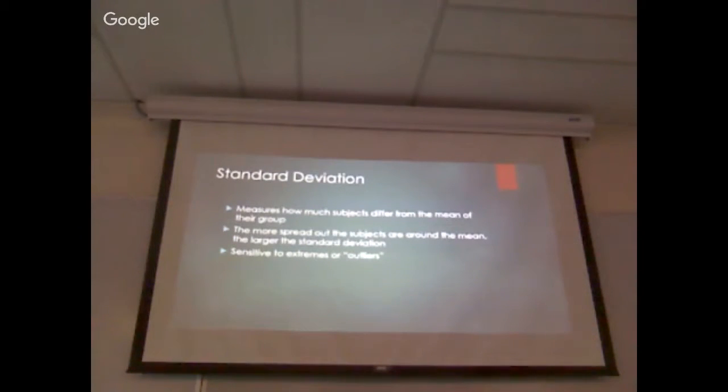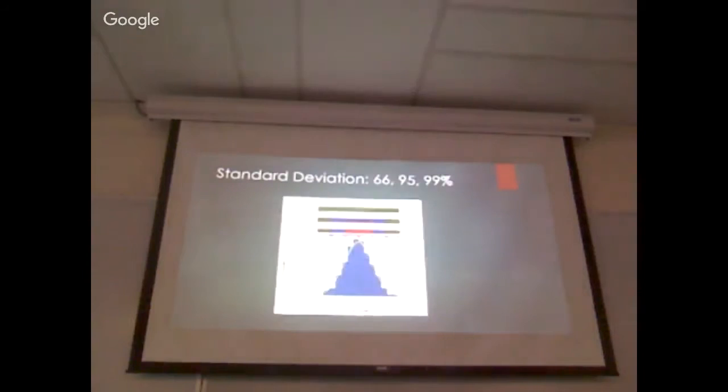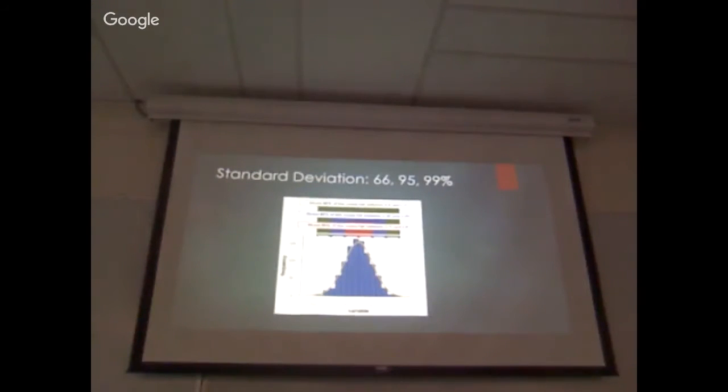This measures how much subjects differ from the mean of the group, or how they compare on average to the group. The more spread out the subjects are from the mean, the larger that standard deviation is, and it's sensitive to extremes or outliers. Now, within a whole population, we don't really say we have outliers. But when we're dealing with samples, a lot of times we have outliers. So this is what I was talking about before.